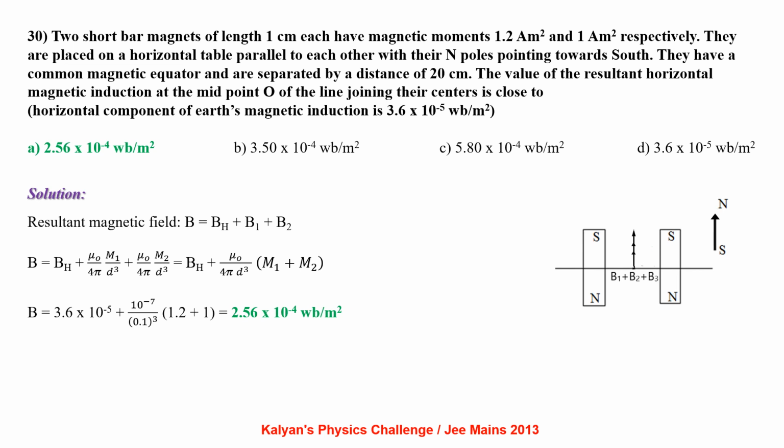Resultant magnetic field B equals BH plus B1 plus B2, that is B equals BH plus mu naught by 4 pi m1 by d cube plus mu naught by 4 pi m2 by d cube, that is BH plus mu naught by 4 pi d cube of m1 plus m2. In the numerical values, we get B equals 2.56 into 10 power minus 4 Weber per meter square.